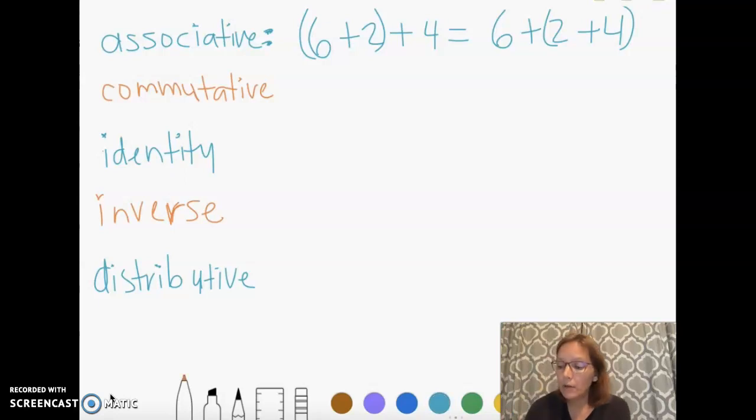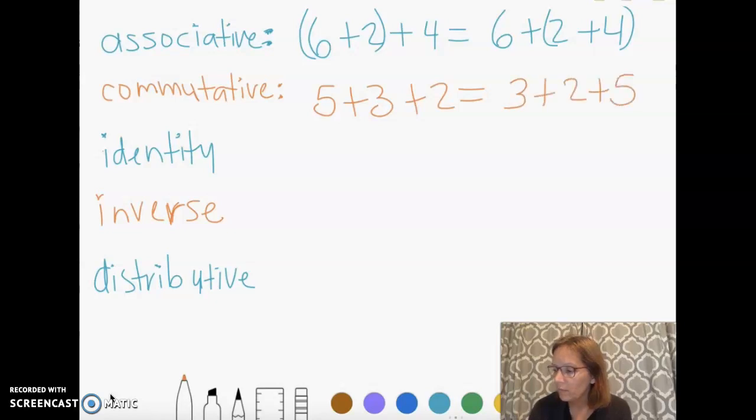All right, commutative. Think of commute. It means to move around. So the commutative property is when I have numbers and I just change the order of them. Okay, so I still have 5 and 3 and 2. They're just in a different order on the other side. That's commutative property, as long as everything is addition or multiplication.